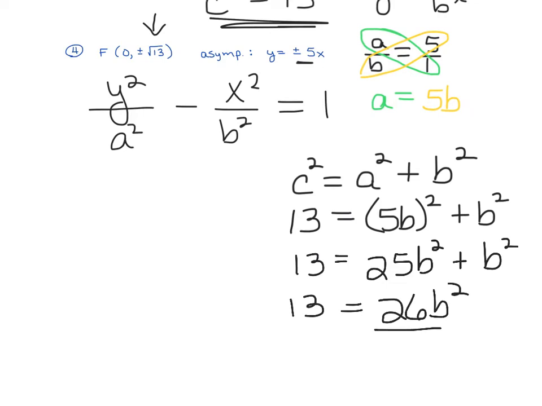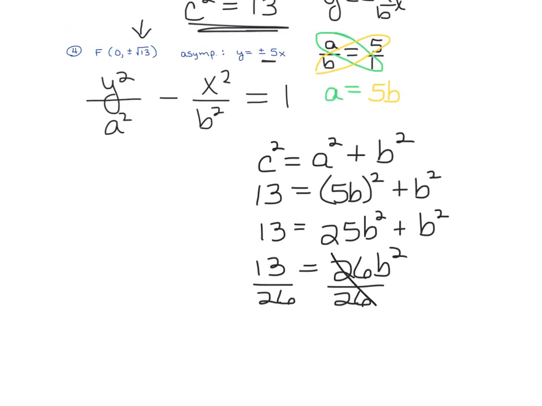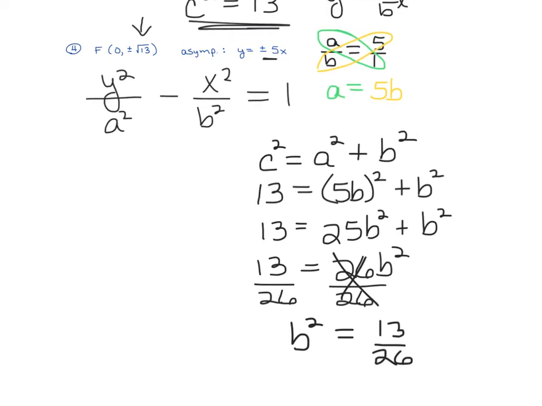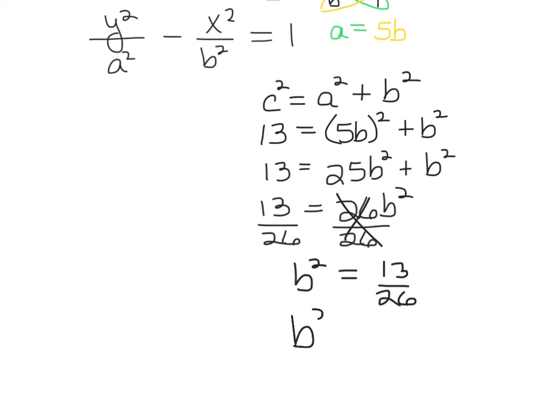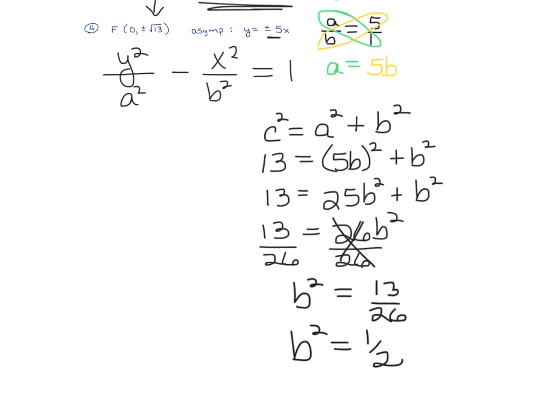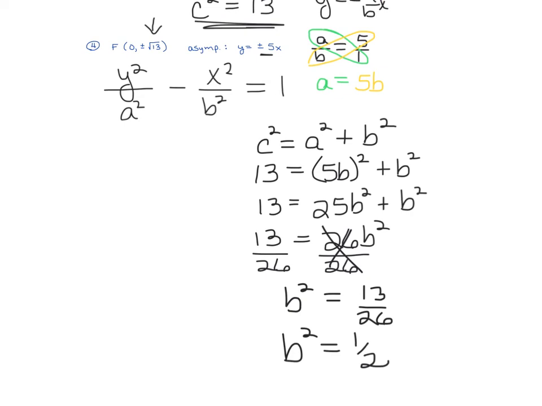Divide by 26. My goal is to isolate b squared. And now I have b squared is equal to 13 over 26. I can simplify this fraction to 1/2. Now remember, for your standard form, what we're always looking to fill in is a squared and b squared.